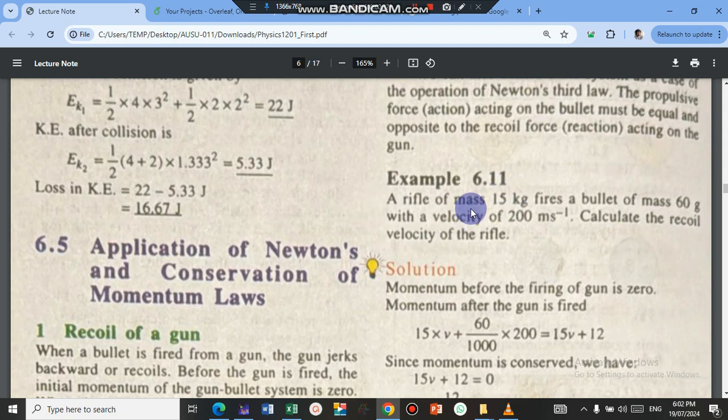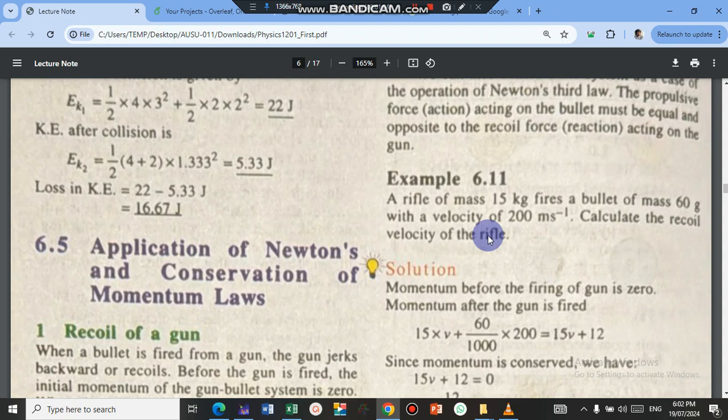A rifle of mass 15 kilogram fires a bullet of mass 60 gram. Make sure you convert this to kilogram. You divide it by 1,000. Now you have a rifle. It has a mass of 15 kilogram, and then the bullet fired from the rifle is 60 gram. And this bullet was fired with a velocity of 200 meters per second. The question is, calculate the recoil velocity of the rifle. What is the recoil velocity?